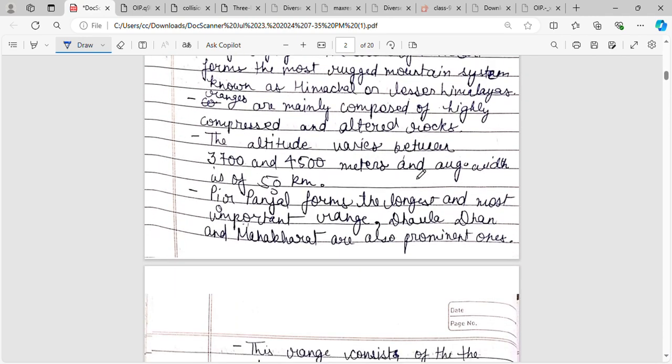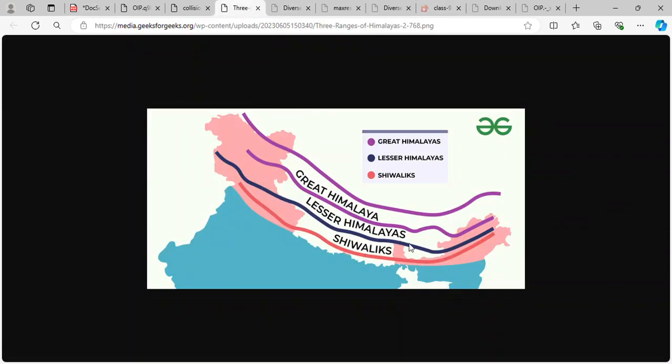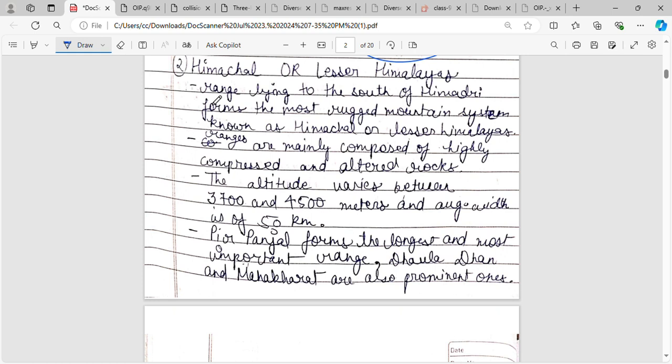Now the next is Himachal or Lesser Himalayas. See, now we are talking about this dark blue colored range, the Lesser Himalayas. This range lying to the south of Himadri forms the most rugged mountain system known as Himachal or Lesser Himalayas. These ranges are mainly composed of highly compressed and altered rocks. The altitude varies between 3,700 and 4,500 meters, and the average width here is 50 kilometers. Pir Panjal forms the longest and the most important range. Dhauladhan and Mahabharat are also prominent ones.